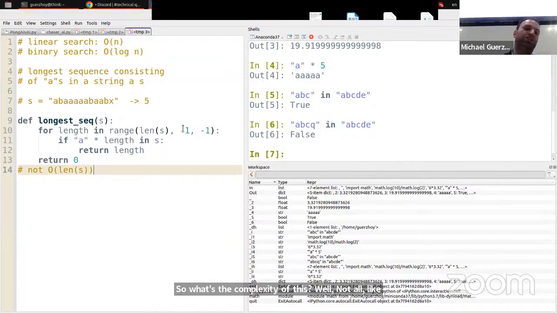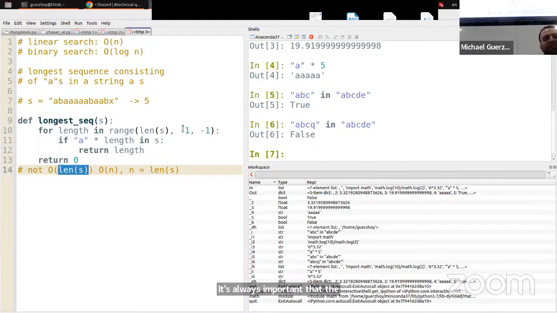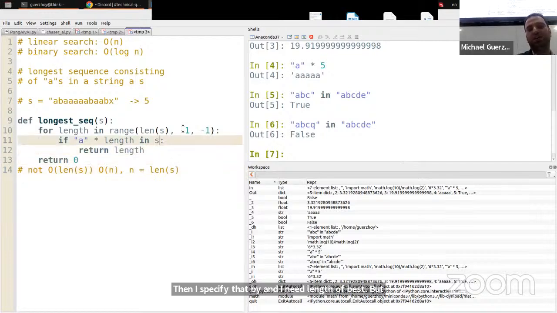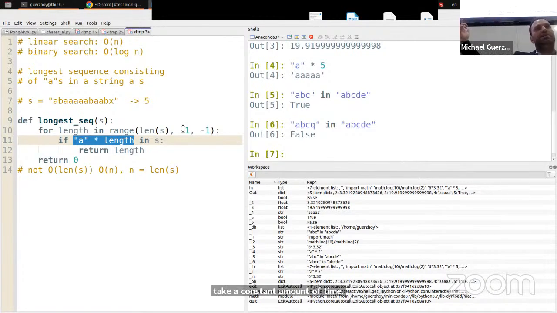By the way, you can write O of length of S, or you could write O of N, where N is equal to length of S. It's always important that the input here actually makes sense. So if I write it as O of N, then I specify that by N, I mean length of S. But anyway, it's not that. The reason it's not that is that, at the very least, this doesn't take a constant amount of time. It takes more time the larger length is.